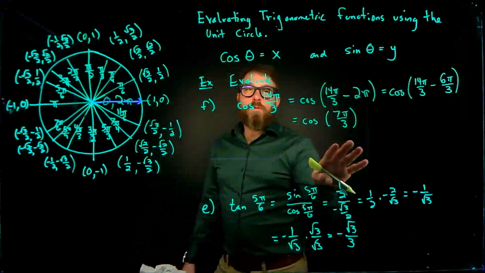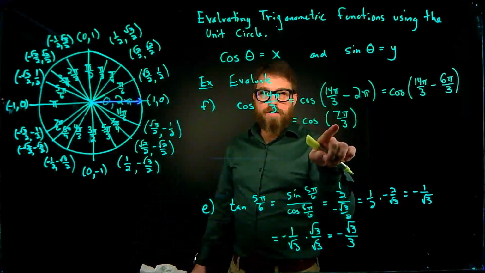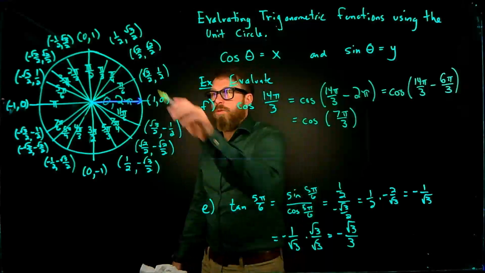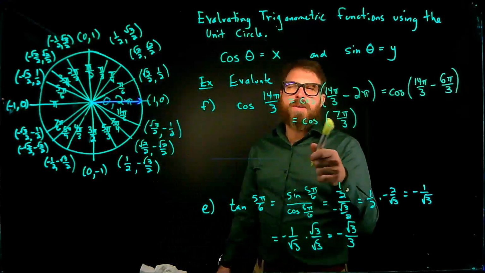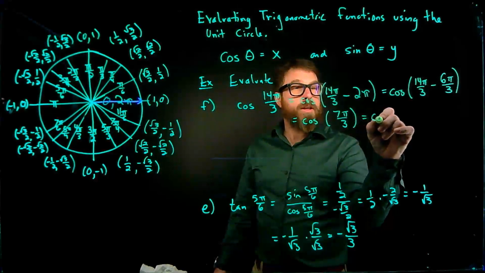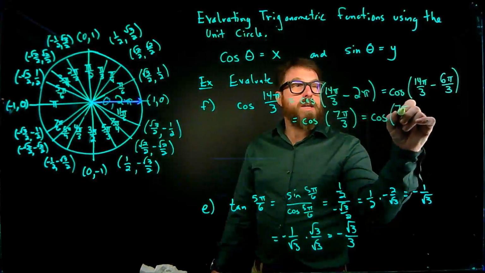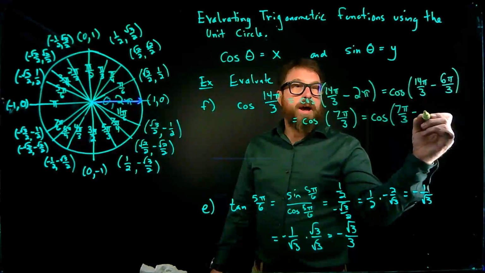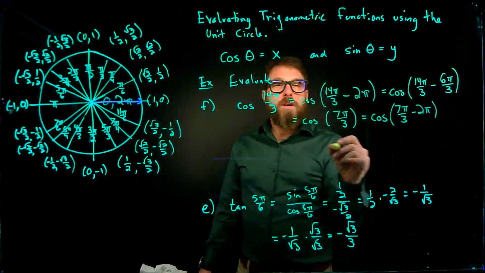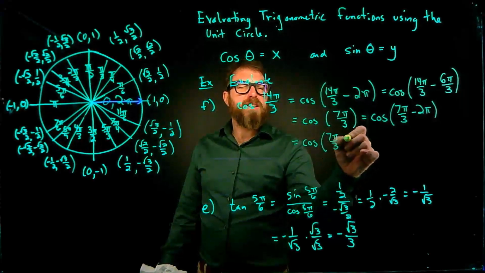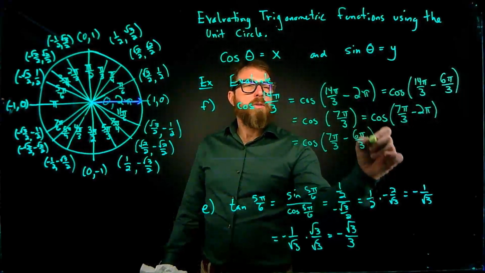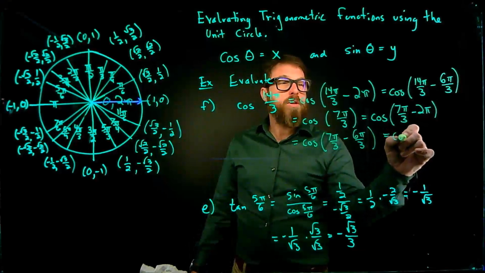Now, 7 pi over 3 is still too big because 7 divided by 3 is still bigger than 2. This only works for angles between 0 and 2 pi. So what we know is, again, the cosine of an angle is equal to the cosine of its coterminal angle. So I can simply just do this again, minus 2 pi. So this is going to be equal to the cosine of 7 pi over 3 minus 6 pi over 3, which is going to give us the cosine of just pi over 3.